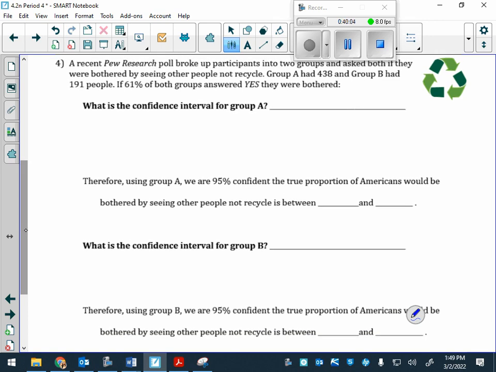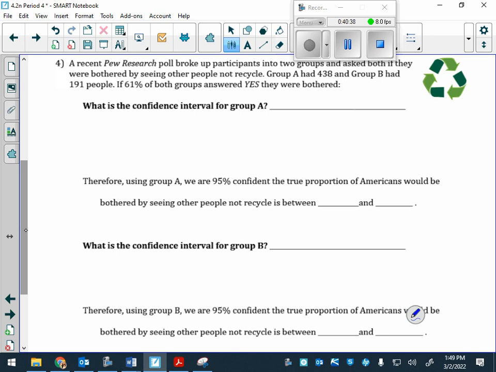Okay, so now this I believe is the last one. All right, so again, we're back to polling. You broke up participants into 2 groups, and asked both if they were bothered by seeing other people not recycle. Group A had 438 people. Group B had 191. If 61% of both groups answered yes, so that means group A, 61%, group B, 61% answered yes. It's not all together, they're both separate. They answered yes, they were bothered.